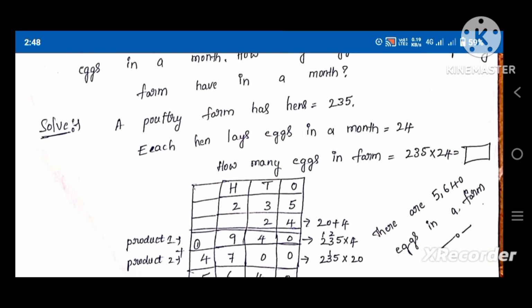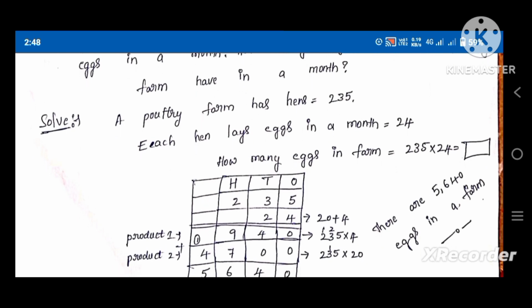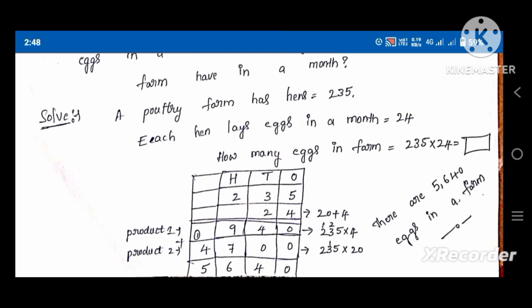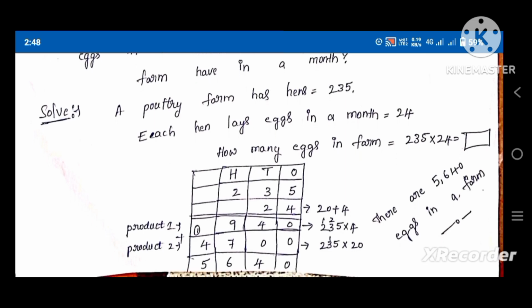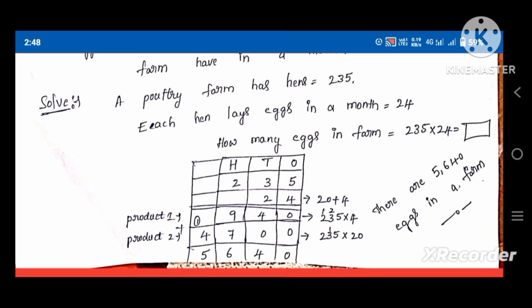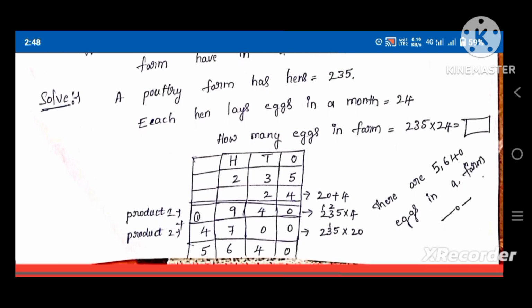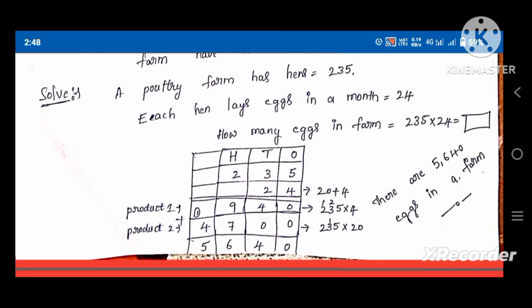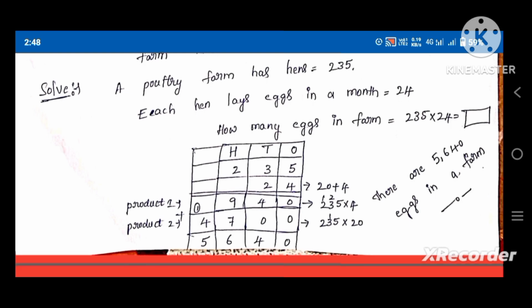24 means 20 plus 4. First product is 235 into 4. Second product is 235 into 20. Add the two products and get the answer 5,640. There are 5,640 eggs in the farm.